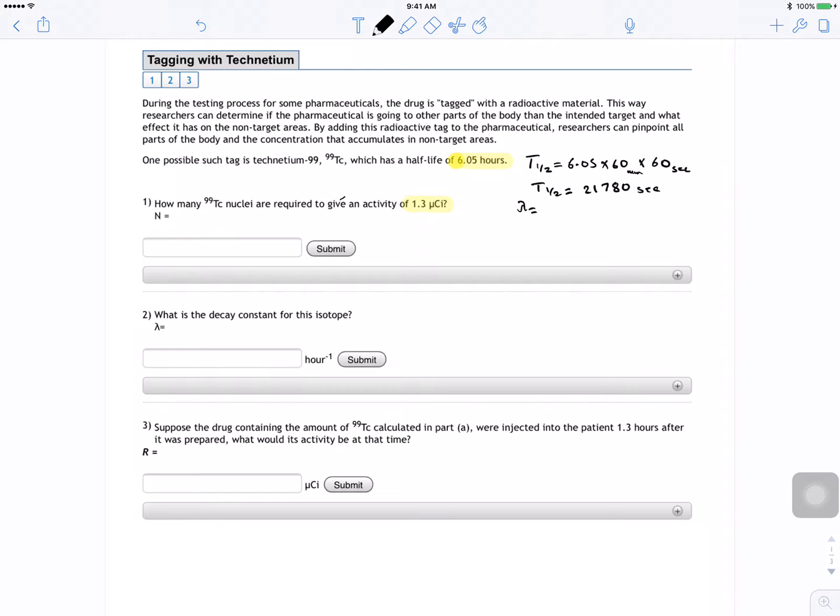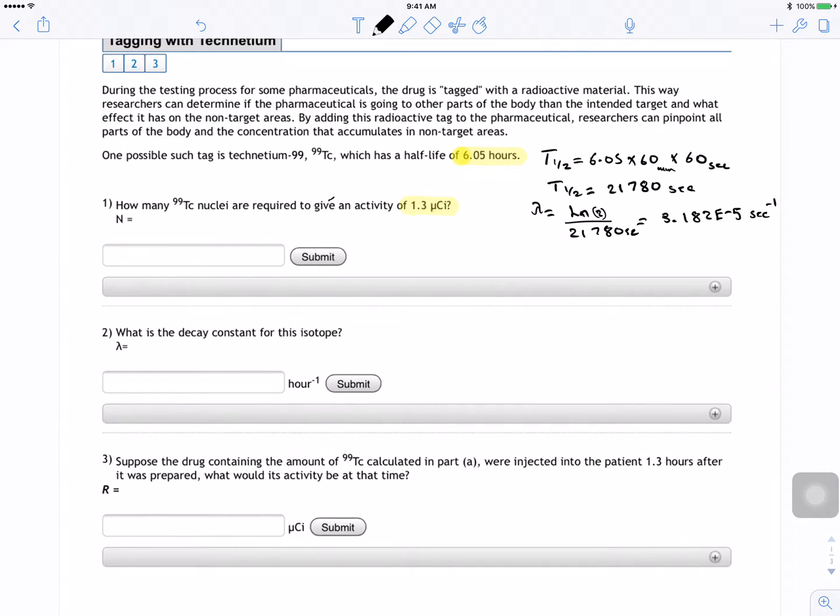So that means that the decay constant is going to be equal to natural log of 2 divided by 21,780 seconds, which will give us 3.182 e to the negative 5 second to the power negative 1. Okay?